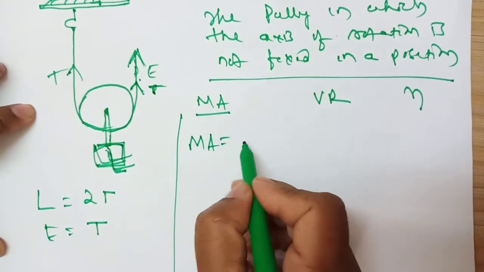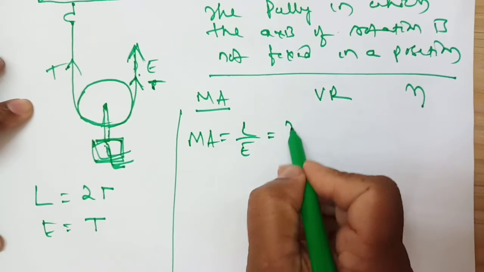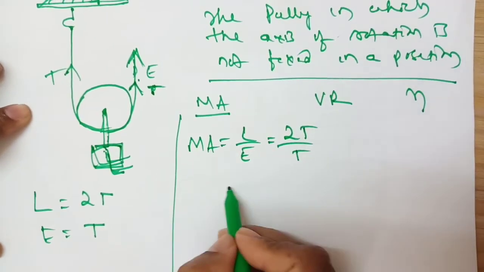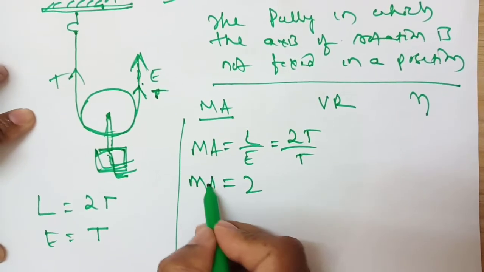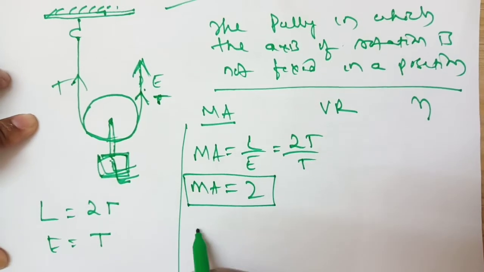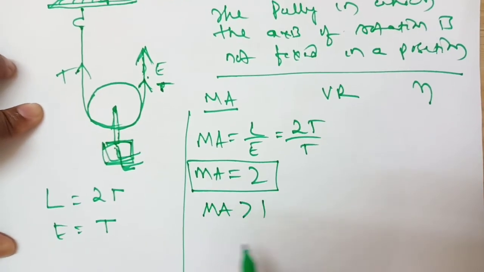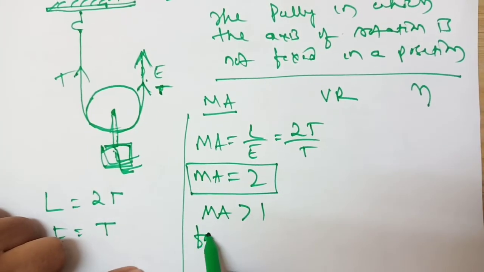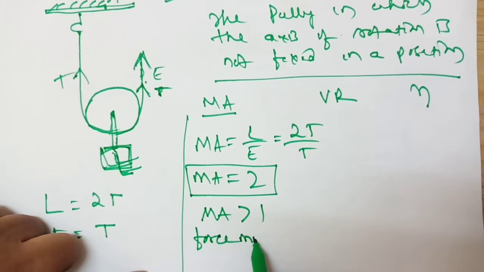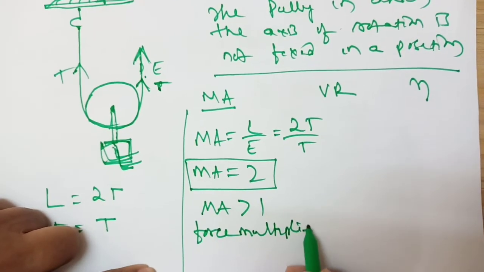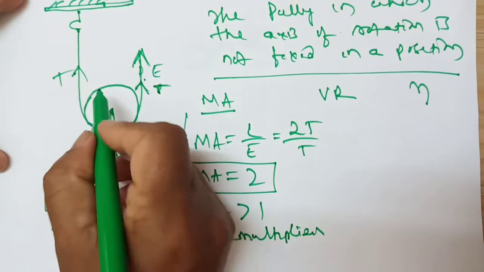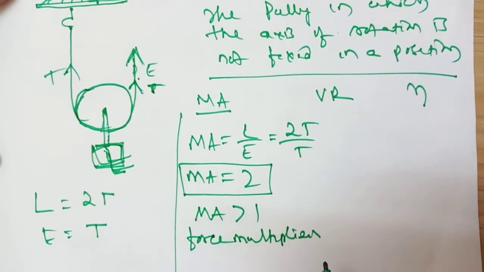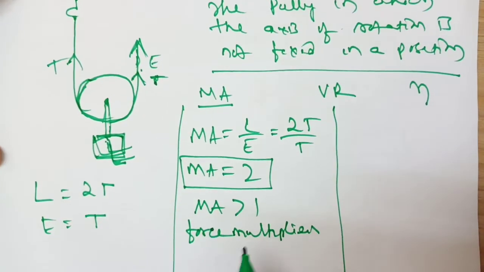Now find MA. Mechanical advantage is equal to load by effort, which is 2T by T, so it became 2. So MA is greater than 1, which means it acts as a force multiplier. The single movable pulley acts as a force multiplier as mechanical advantage is greater than 1.